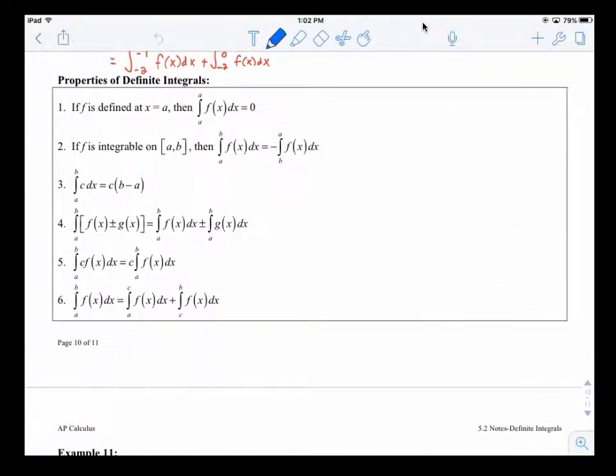All right, so we're going to finish this today. 5.2 will be due tomorrow, and your quiz will be tomorrow, too. I think it's like 3 questions.